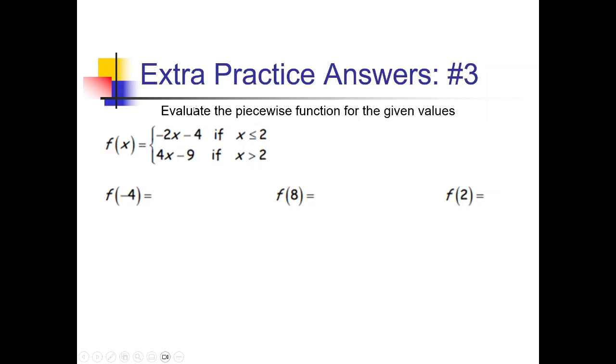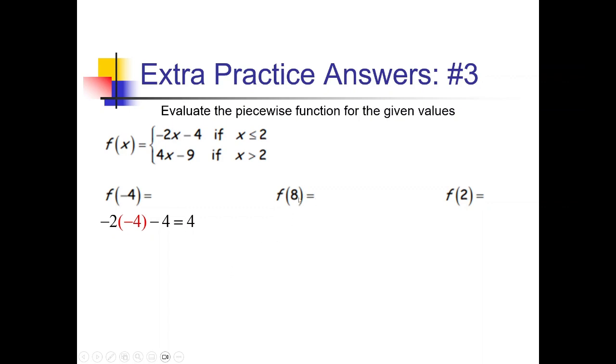For number 3, we have a couple more piecewise functions. This time around, we have less than or equal to 2 and greater than 2 as the dividing line. So plugging in -4 for this first one, -4 is less than or equal to 2, so we use the first rule. -2 times -4 minus 4. -2 times -4 is +8. 8 minus 4 is 4.